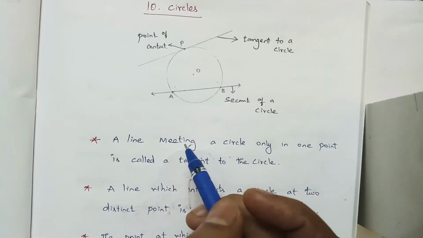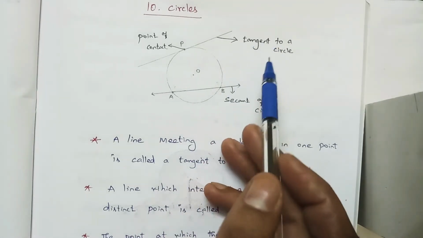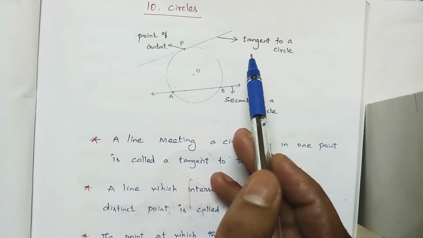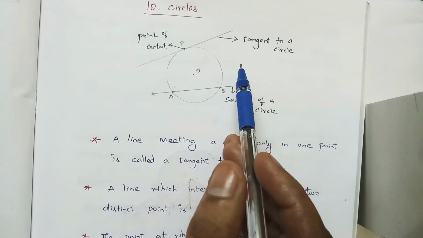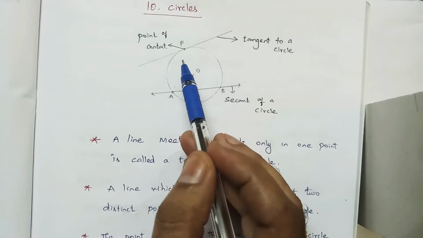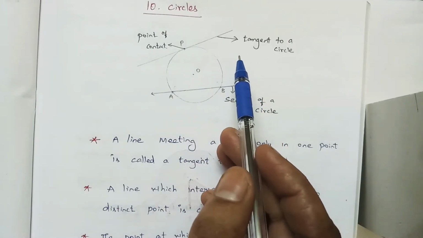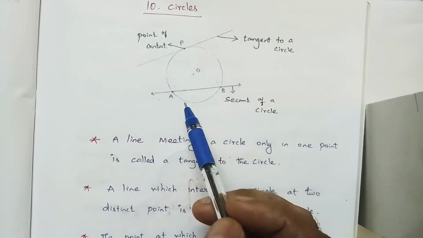But in this chapter we are going to discuss only the tangent to a circle. Based on the tangent to a circle, we have some properties. By using the properties we will find some values, like the radius of a circle, the length of the tangent, or a chord, or finding the area and perimeter of a circle.